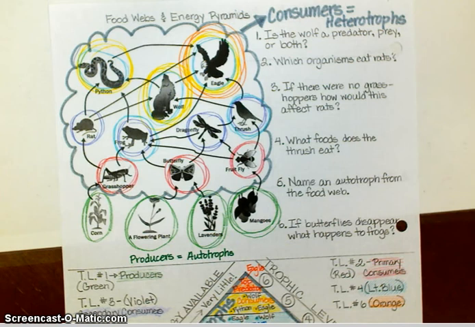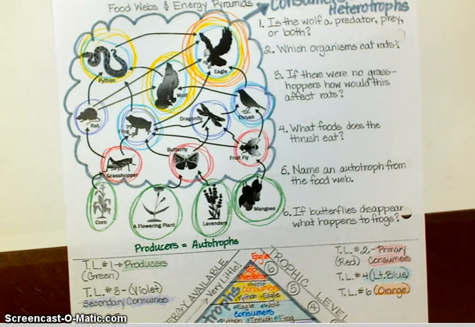Number 3, if there were no grasshoppers, how would this affect rats? Well, considering that according to the food web, grasshoppers are pretty much the only thing that the rats are eating, if there were no grasshoppers, this is going to have a very detrimental effect on the rats. It would probably do them in, at least according to this food web. It's possible that rats eat things other than grasshoppers, but according to this food web, that's their only food source. So the rats would cease to exist eventually anyway, because they would starve.